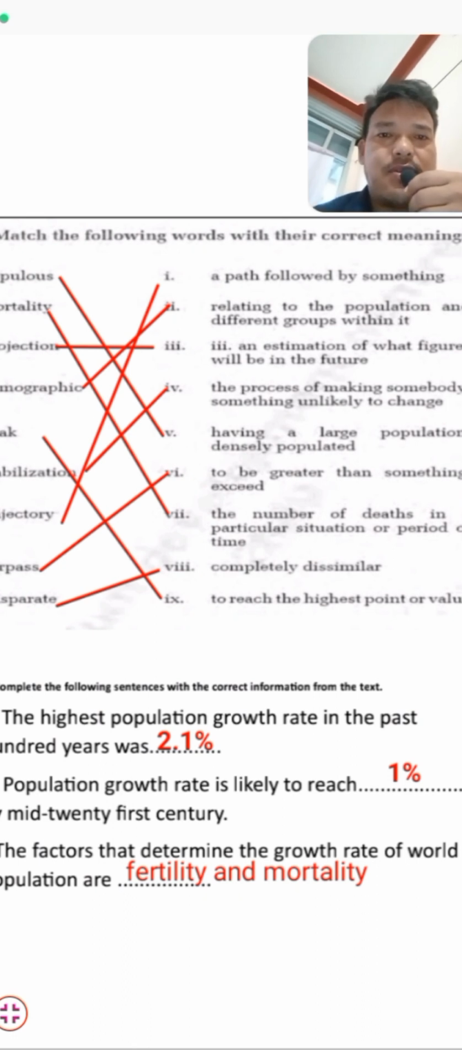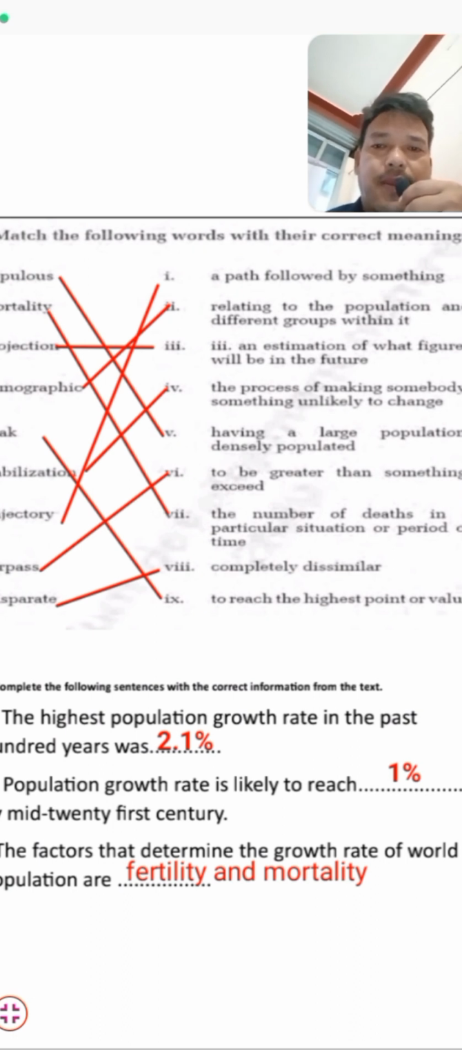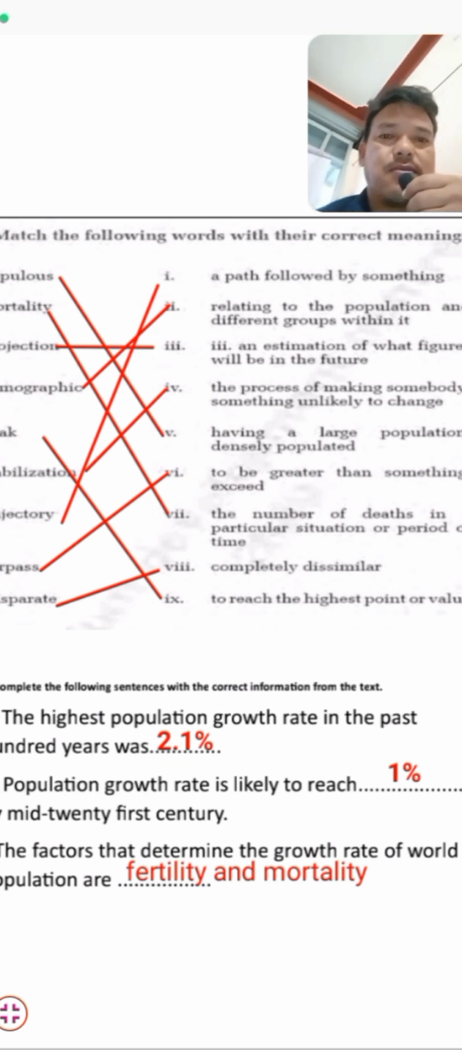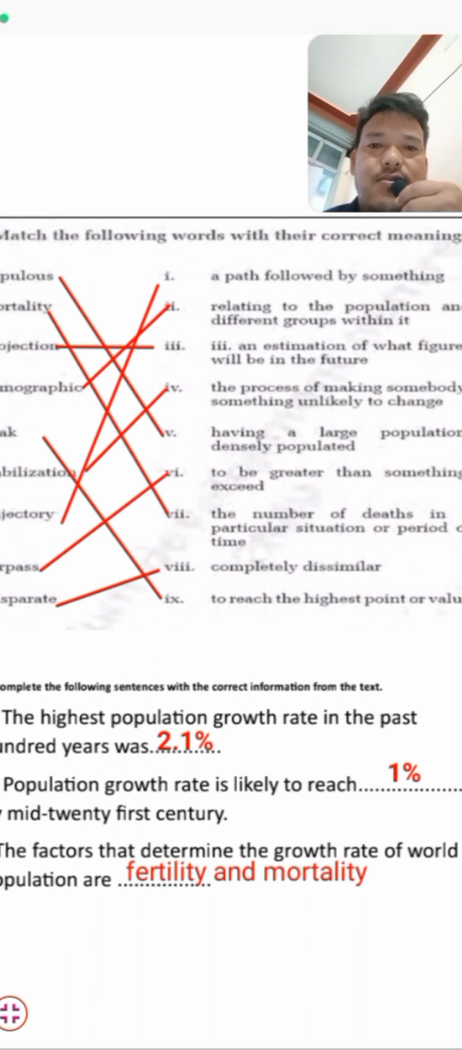Demography is related to population and different groups within it, and peak is the highest point. Stabilization is the process of making somebody or something unlikely to change, and trajectory is the path or way followed by someone. Surpass is to be greater than something, exceed. The last one, disparate, is completely dissimilar. Yeah, this is exercise number A.